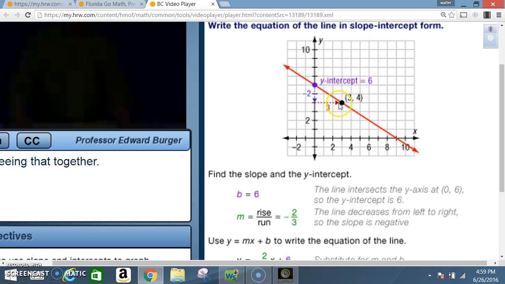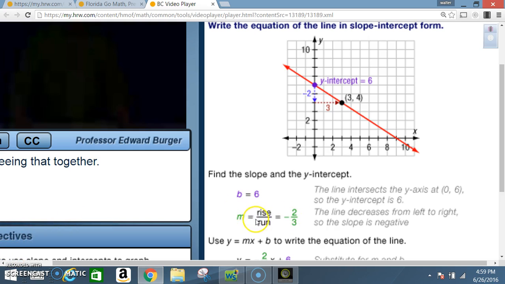So we're going from here to here. When I'm counting the slope, I'm going to go 1, 2, down. That's my rise. That's a -2. Then I go 1, 2, 3. I'm going to the right for my run. That's my x. So my slope then is going to be -2 over 3.